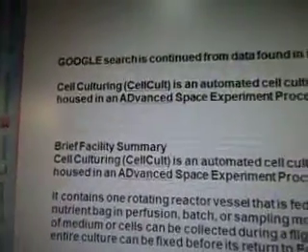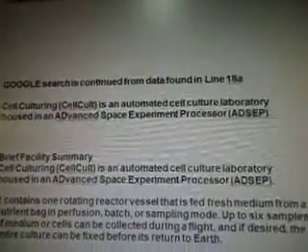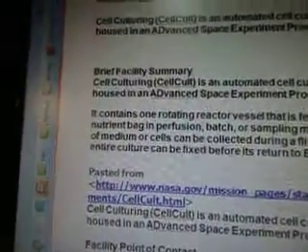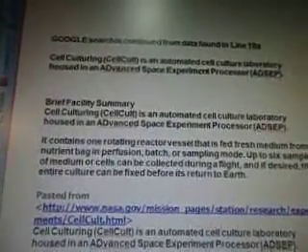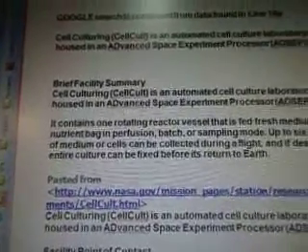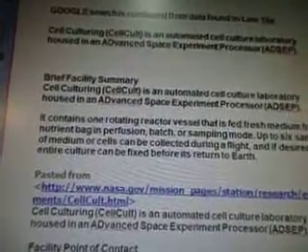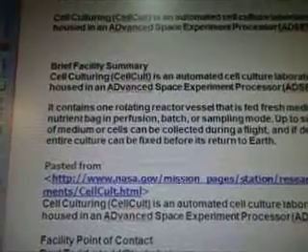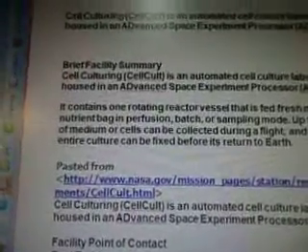Cell culturing cell cult is an automated cell culture laboratory housed in an advanced space experiment processor, ADSEP. Brief facility summary: it contains one rotating reactor vessel that is fed fresh medium from a nutrient bag in perfusion, batch, or sampling mode. Up to 6 samples of medium or cells can be collected during a flight, and if desired, the entire culture can be fixed before it's returned to Earth.